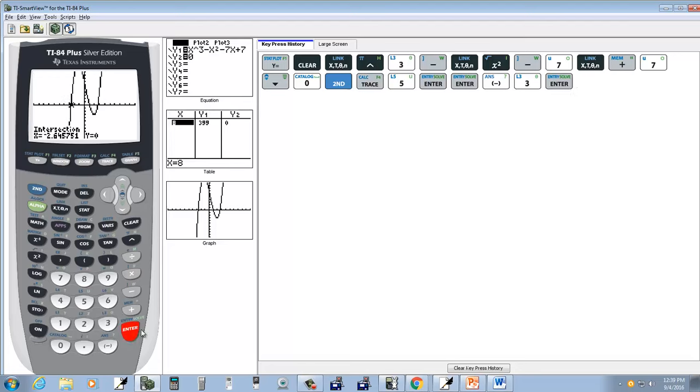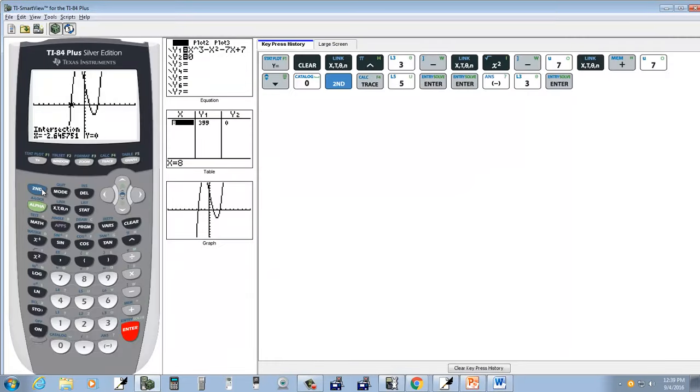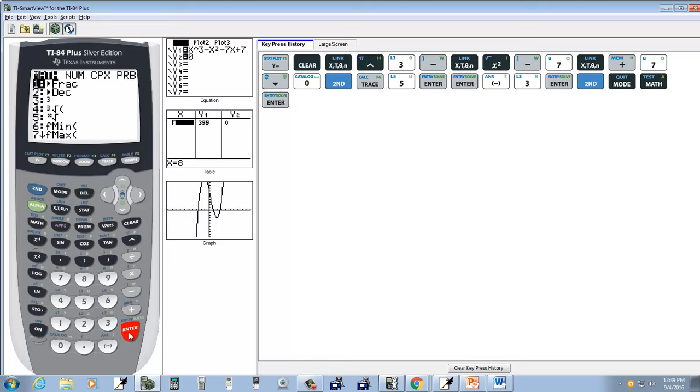Now it gives us -2.645751, and I say if you have decimals, you do second mode, math, enter, enter. Second mode exits out, and then you do math, enter, enter. Now this does not change to a fraction, which means we can't use it. You can't have decimal answers on these.